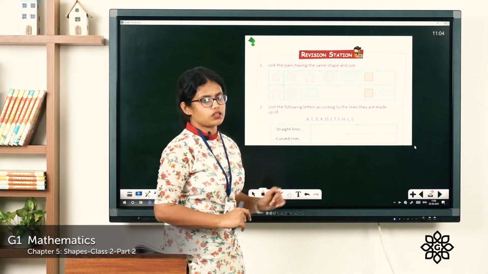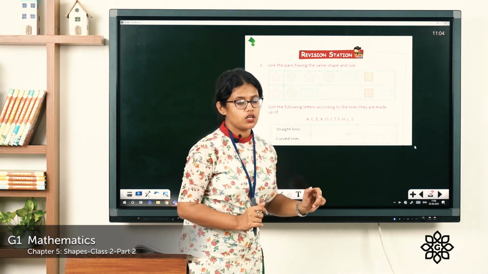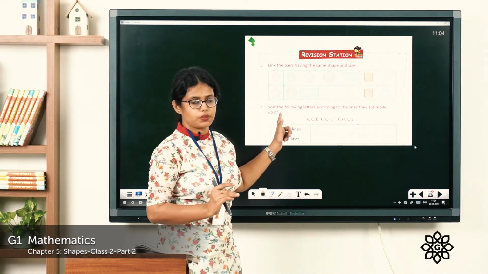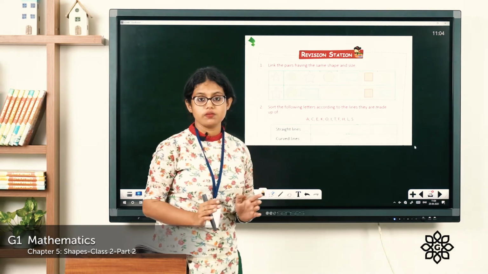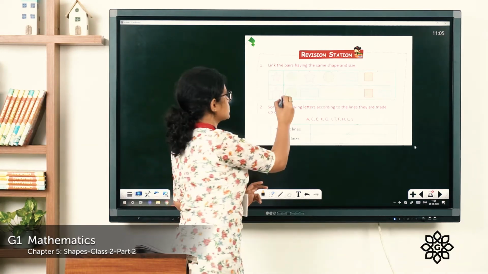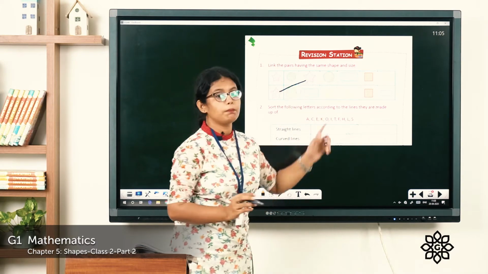Let's take this star and look for a pair with the same size and shape. Let's look at this. Are they looking the same? Are they of the same size and shape? Yes. So you can just draw a line and make a pair here.